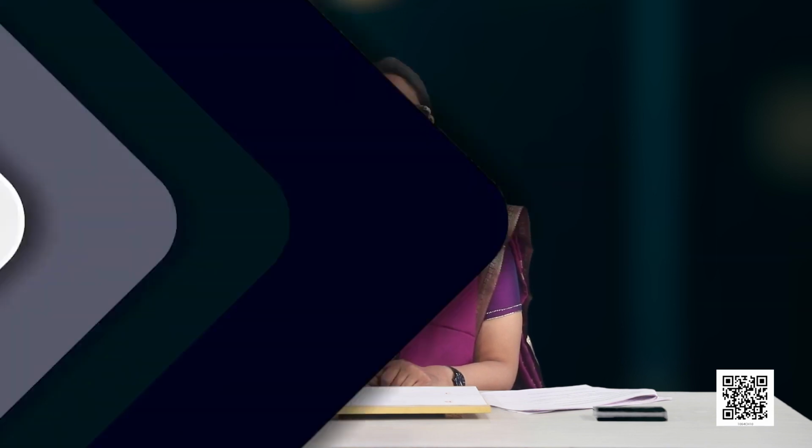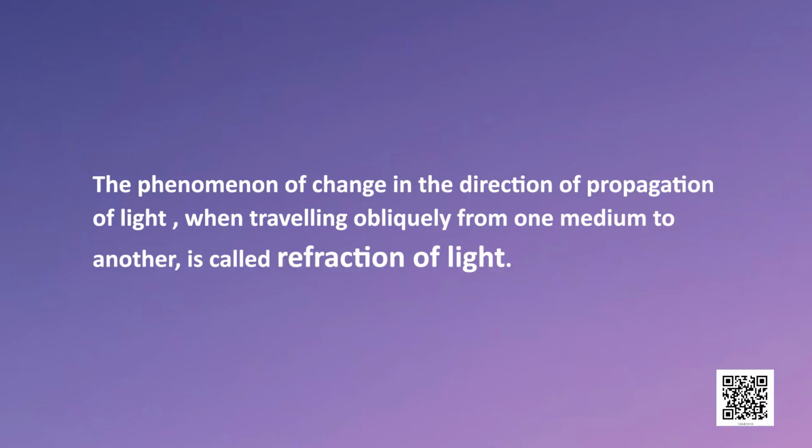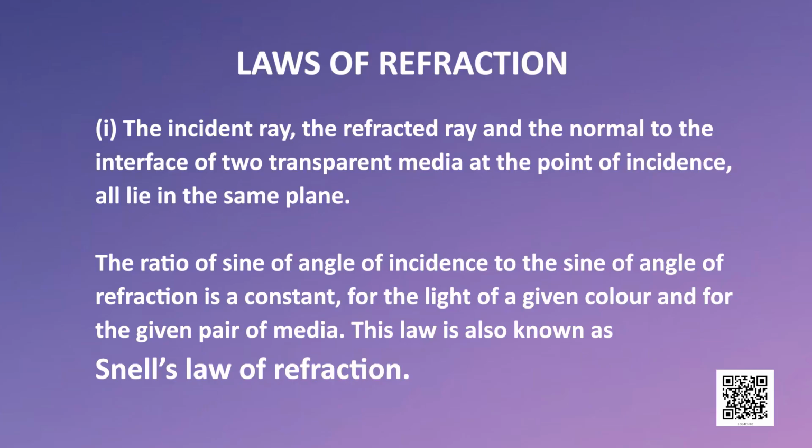Hence, when travelling obliquely from one transparent medium to another, the direction of propagation of light changes. That is, the straight line path of the ray in the second medium is different from the straight line path in the first medium. It means the ray bends from its original path on entering into another medium. The phenomenon of change in the direction of propagation of light when travelling obliquely from one medium to another is called refraction of light.